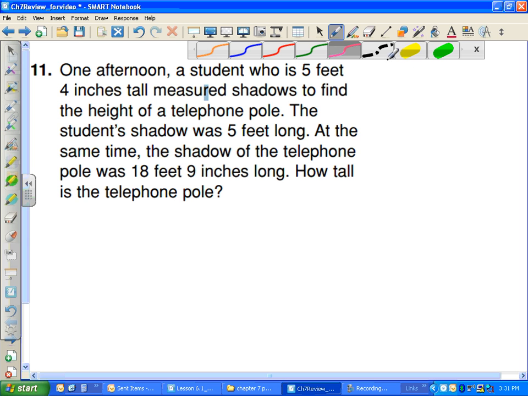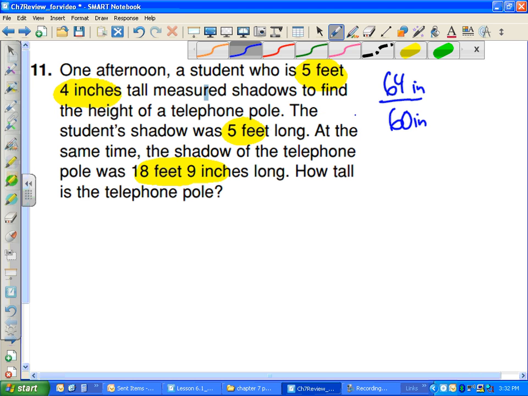Okay, so remember about this. I do not want to see a problem that has inches and feet in the same number. So I need to change this first. Let's change this one as well into just inches, and same thing with this one too. Otherwise, it's going to make my life a lot harder. So 5 times 12 is 60, plus 4, so the student is 64 inches tall. And how long is the shadow? 5 feet long. So that's 5 times 12 is 60.